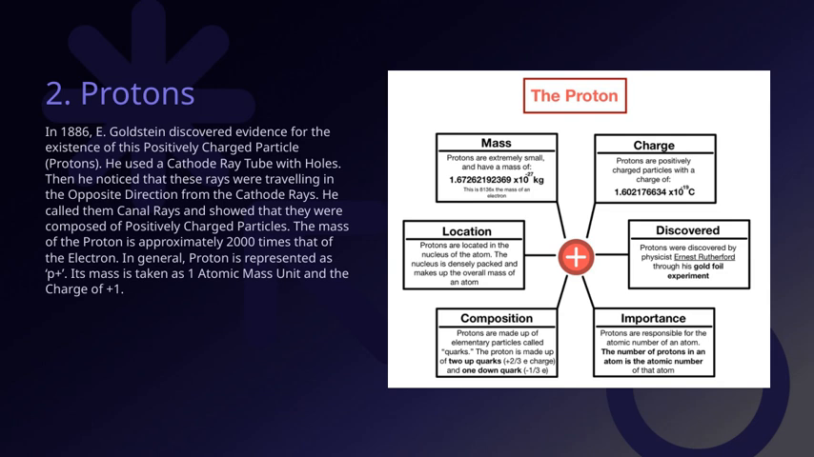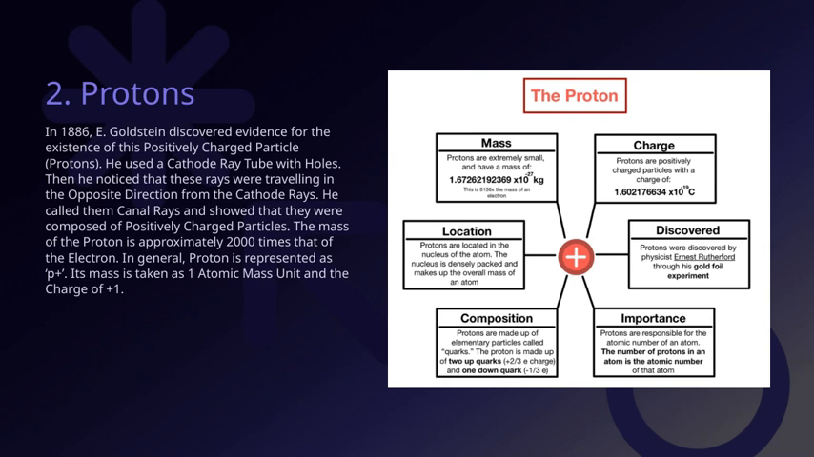In 1886, a scientist named E. Goldstein made an important discovery. He found evidence for a positively charged particle, which we now call the proton. He used a device called a cathode ray tube with holes in it to observe these particles. What he noticed was quite interesting. These rays traveled in the opposite direction from the cathode rays. He named these rays canal rays. Goldstein showed that these rays were made up of particles carrying a positive charge.